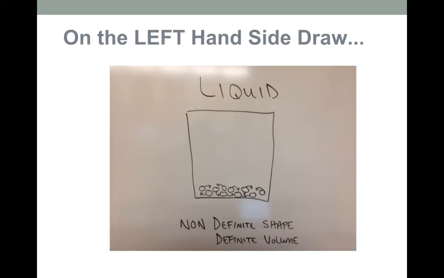On the left-hand side, please draw the atom arrangement for liquids. So we've got our atoms, and these little arrows represent energy. So in liquids, they're just sliding past one another. So they have more energy than solids. And they have no definite shape, but they do have definite volume.